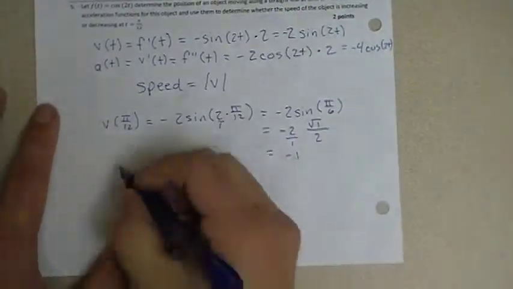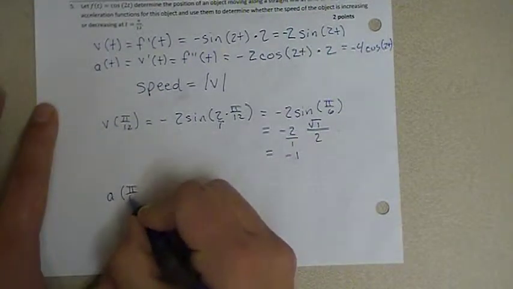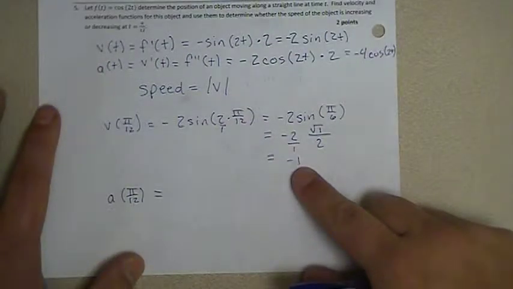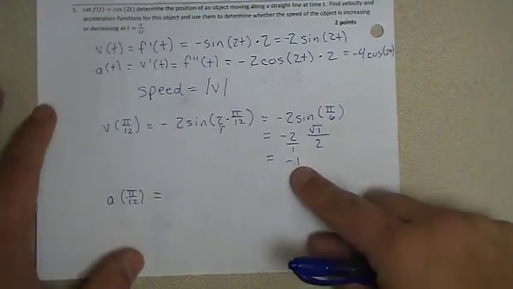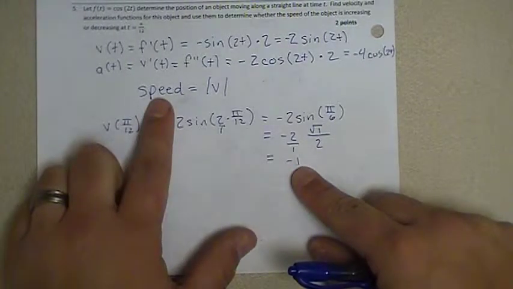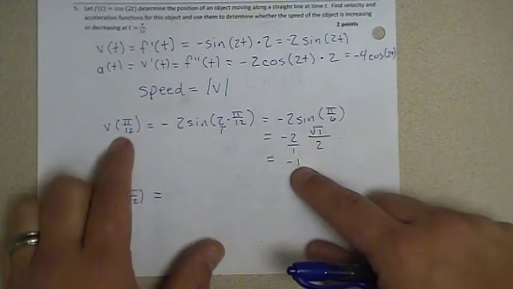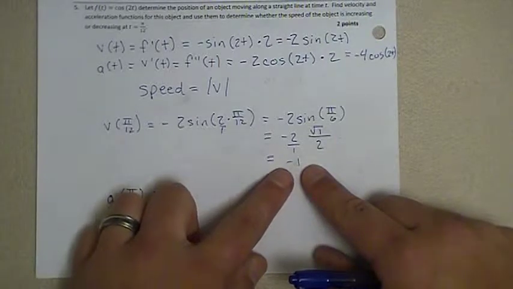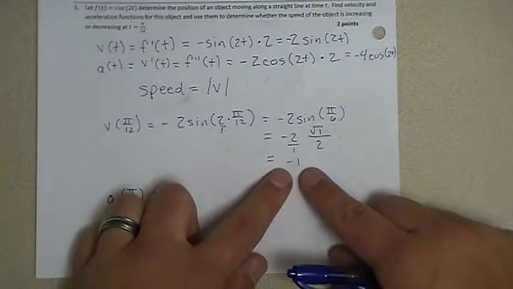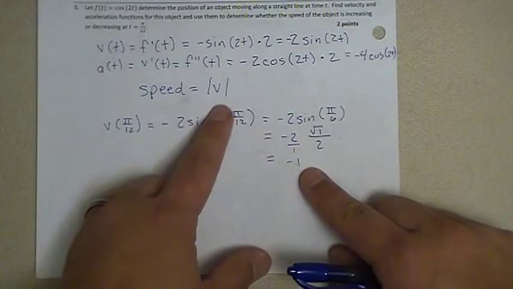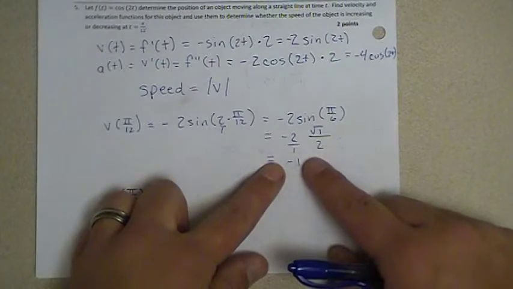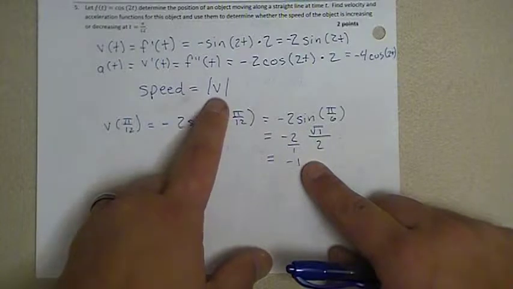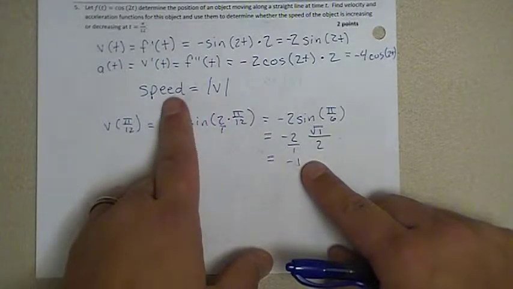I also want the acceleration at pi by 12, because the absolute value of this would be 1. So you might say, well, speed is positive, so speed is increasing. But if the next velocity just after pi by 12 is like negative 1.2, that would mean velocity is becoming more negative, and the absolute value of velocity would be increasing. But if the next velocity is like negative 0.9, velocity is getting closer to 0, so the absolute value of velocity would be getting smaller, and then speed would be decreasing.